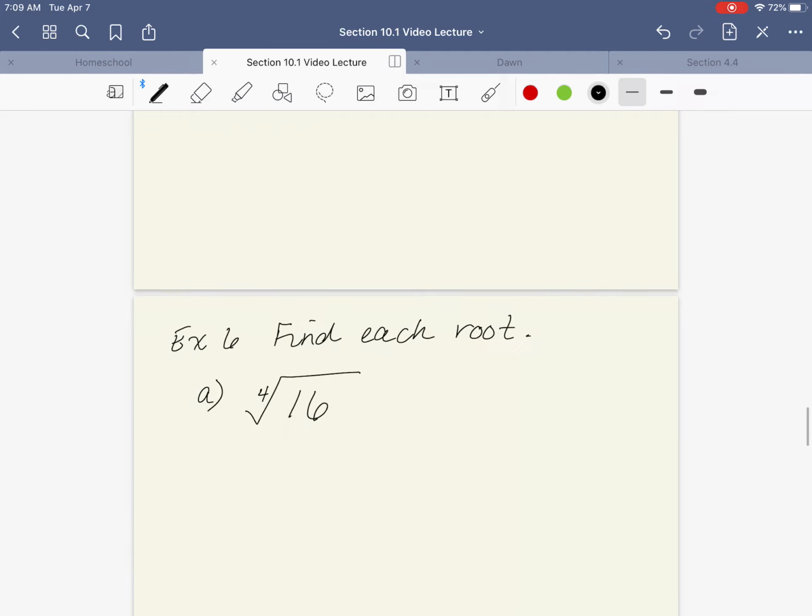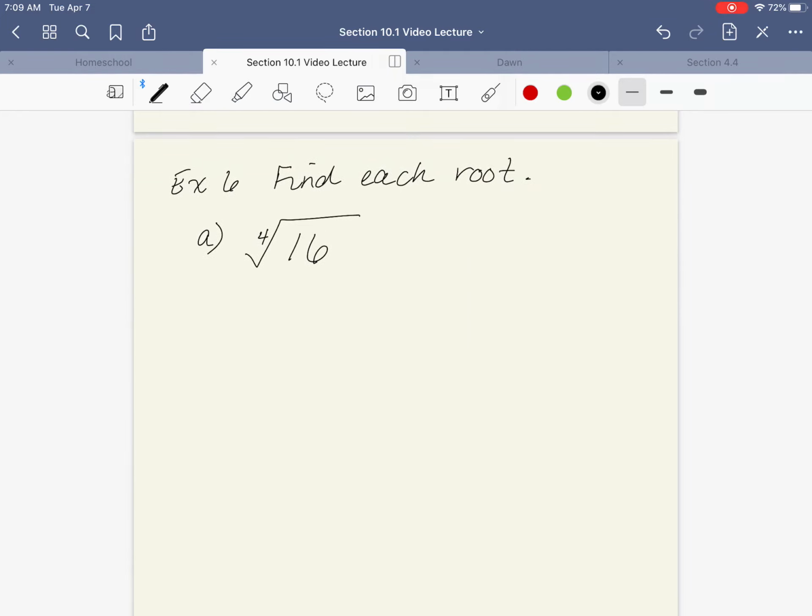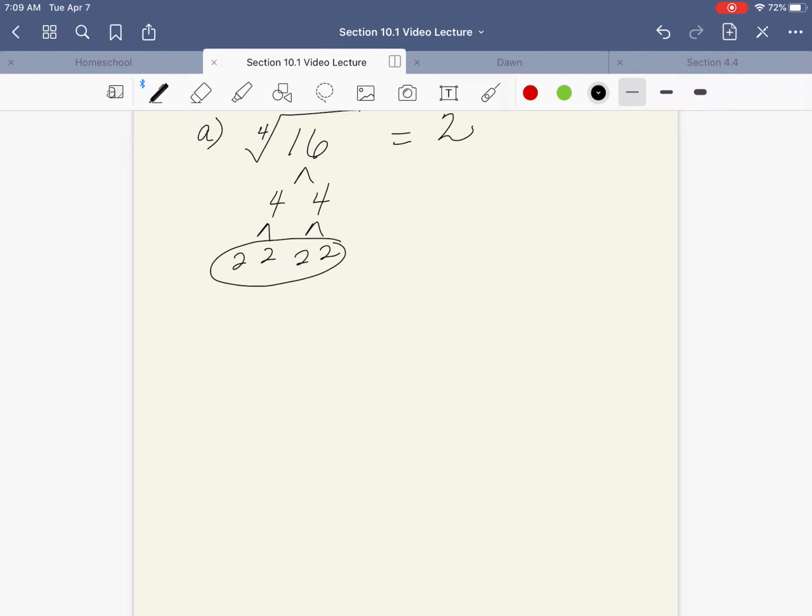All right, so now let's do some roots that are higher than cube roots. This one is a fourth root. So I'll just do a factor tree on this one so you can see. 16 is 4 times 4, and then we have 2 times 2 and 2 times 2. So there are 4 2's, so the fourth root of 16 is 2. All right, if you have a negative outside of your radical symbol, you'll just carry it over into your answer. So this would be negative 2.